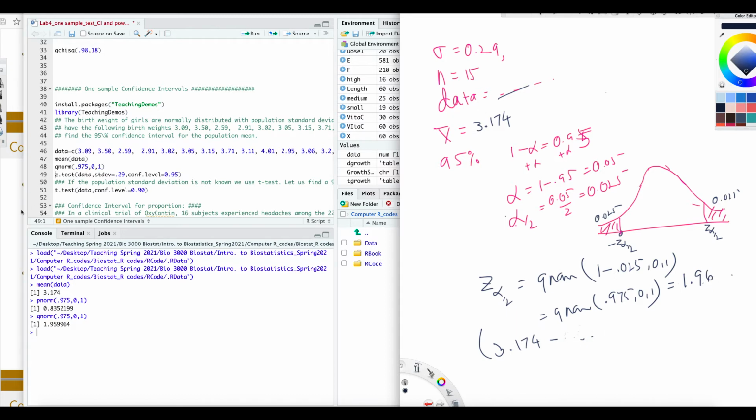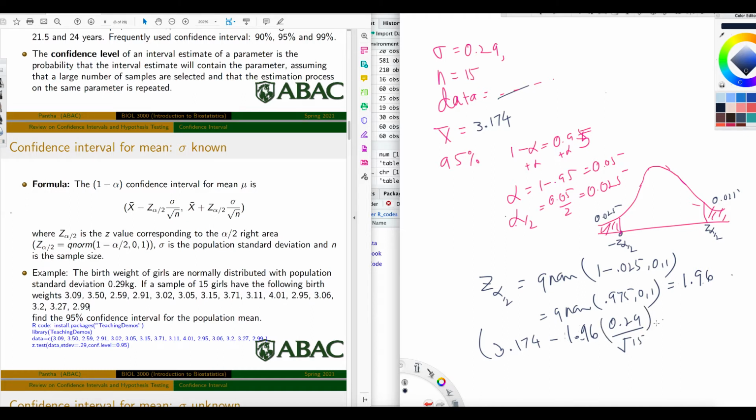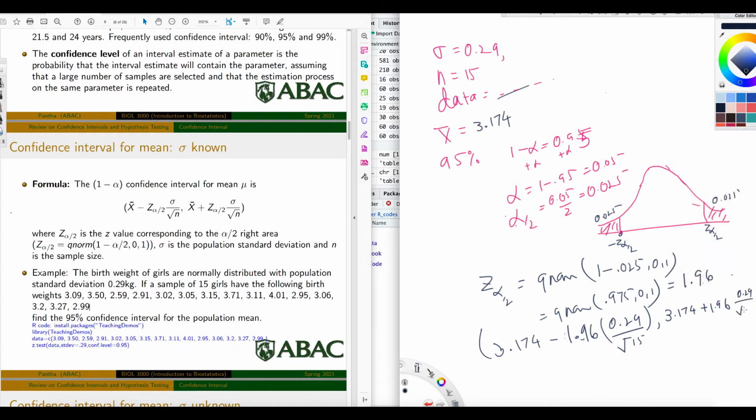So what is the formula there? The formula is x bar 3.174 minus 1.96 times sigma, which is 0.29, over root n, which is root under 15. So this is how you multiply that, and then also the same thing with plus sign: 3.174 plus 1.96 times 0.29 over root under 15. That's what you do. Okay, guys.